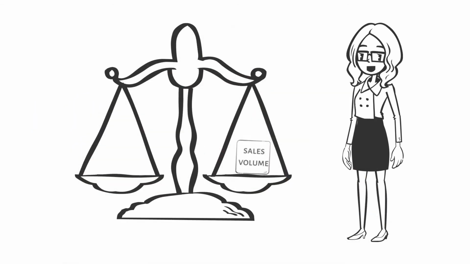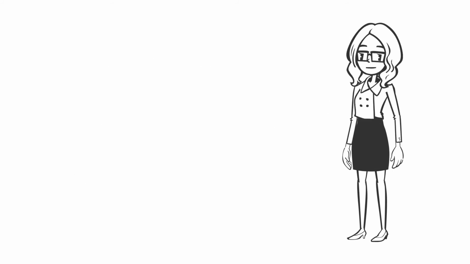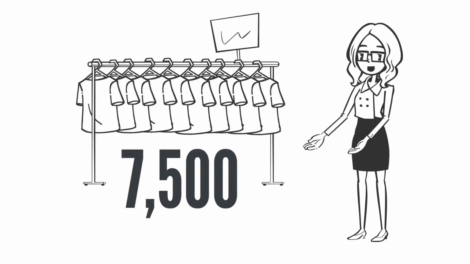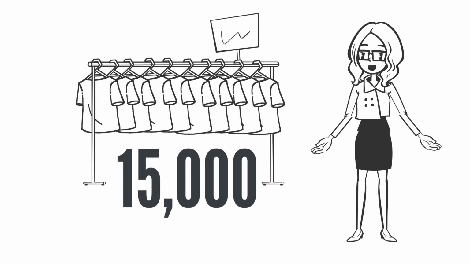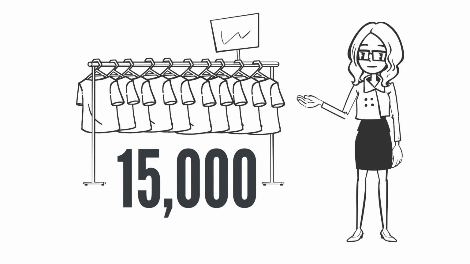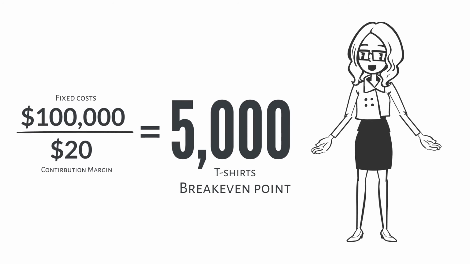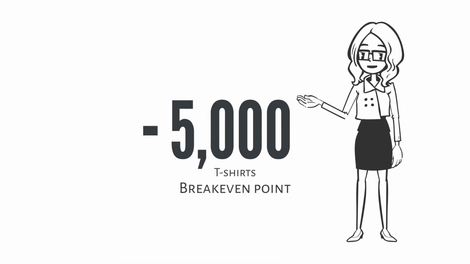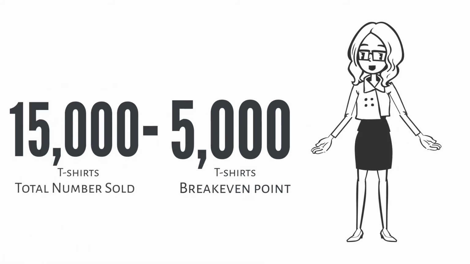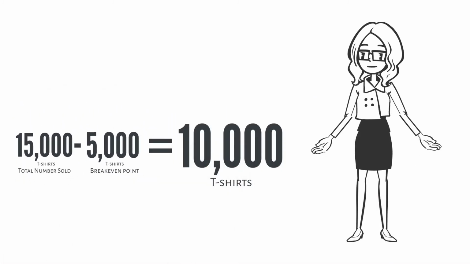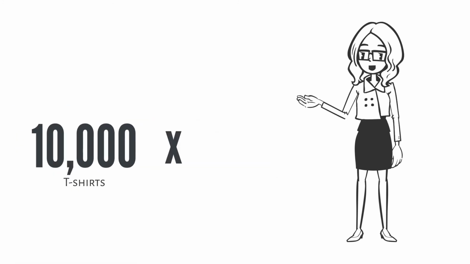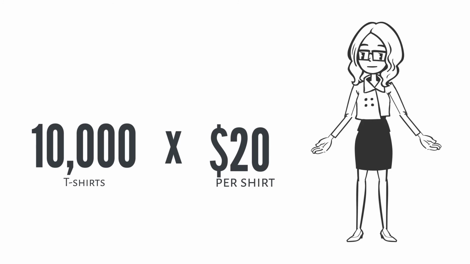You can use this same analysis to estimate profit by changing the total number of products sold to see how profit changes as there are changes in sales volume. Let's see how much money the designer would get to keep if they sold 15,000 t-shirts instead of 7,500. In this case, the break-even point remains the same, 5,000 t-shirts. Next, subtract the break-even point from the total number sold. 15,000 shirts minus 5,000 shirts equals 10,000 shirts. Multiply the 10,000 t-shirts by the $20 per shirt contribution margin, and that equals $200,000.